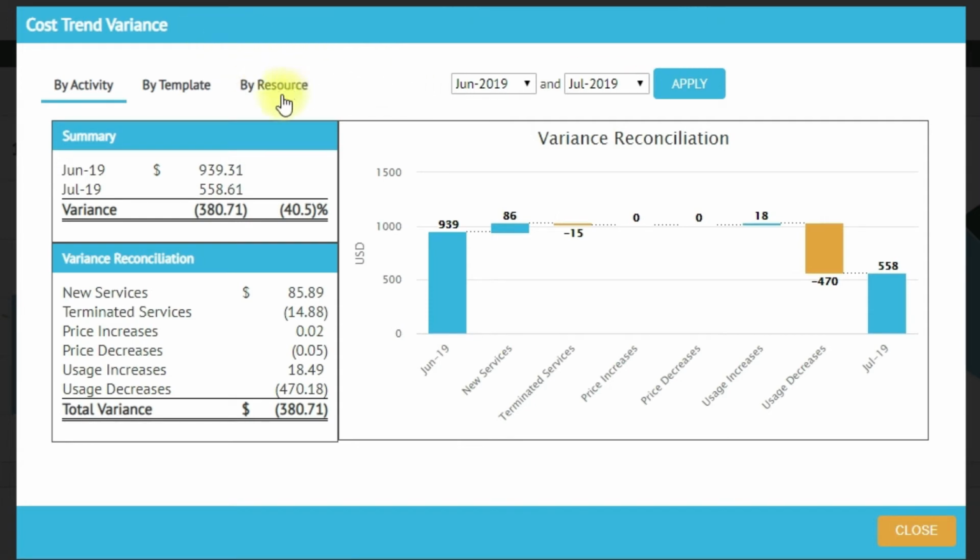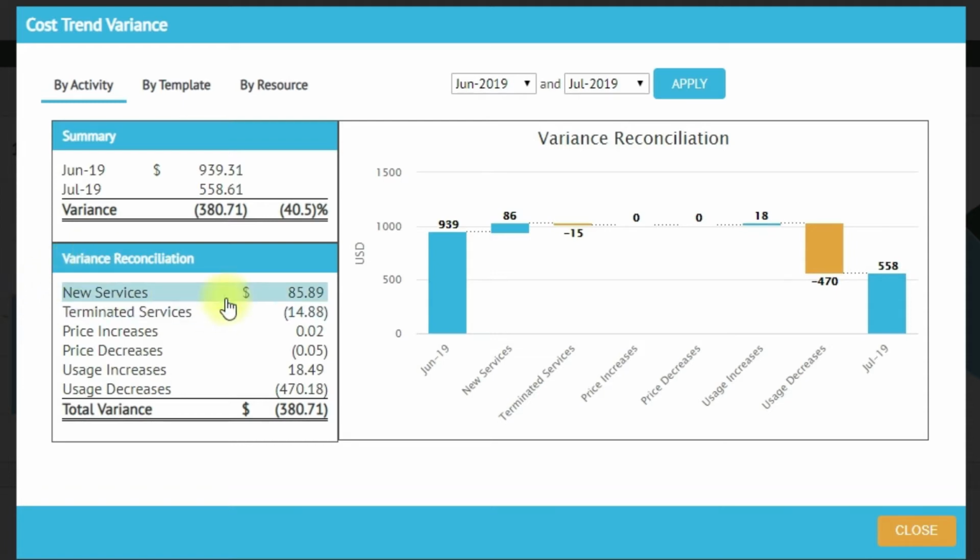And so you can see that our total cost went from $940 in June down to $560 in July. We have a total variance of $380, roughly 40%. Now, that's great. So we know our costs went down, and down below, we actually perform a variance reconciliation, and we can tell you exactly what's going on. And there are actually lots of different ways to look at variance reconciliations. This is probably one of our favorite, which is by activity.